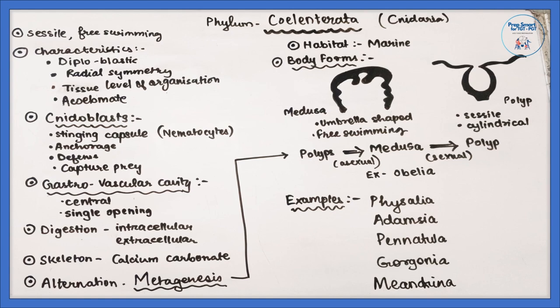Economic importance: they take part in the formation of coral reefs. An example is Millepora, which is also termed stinging coral. Their skeleton has medicinal value. They have ornamental value too. Star coral is another example.